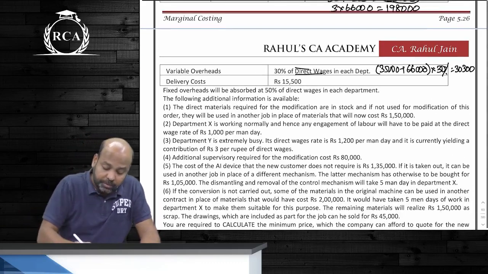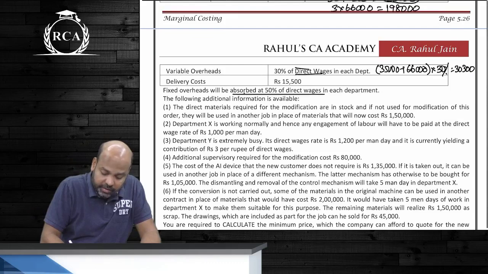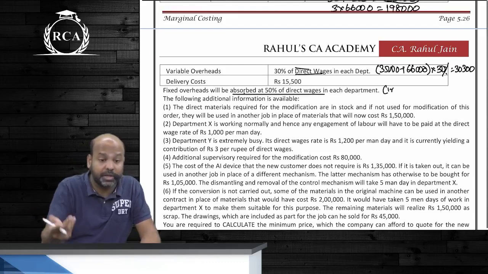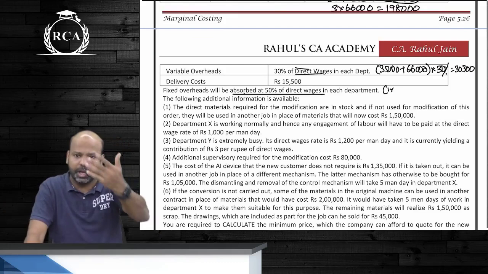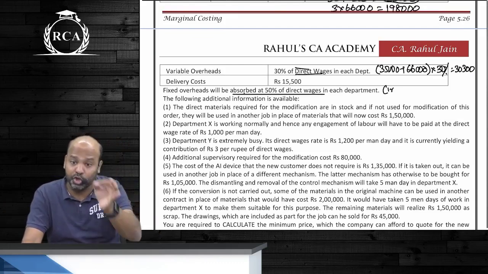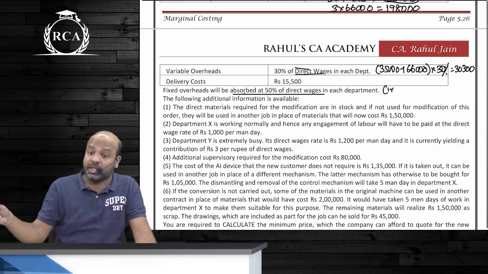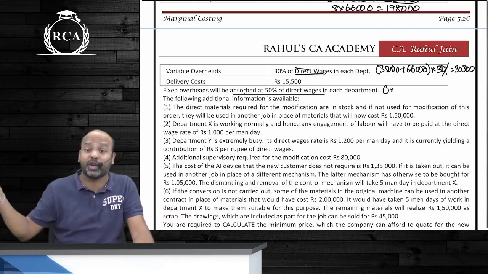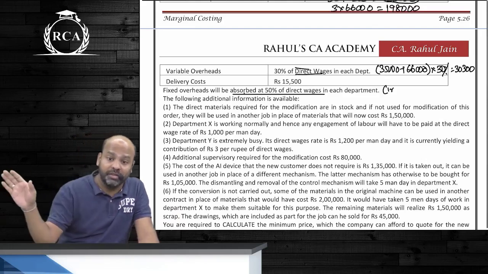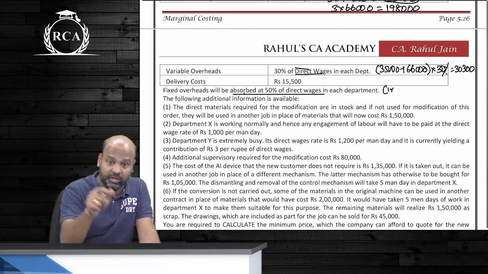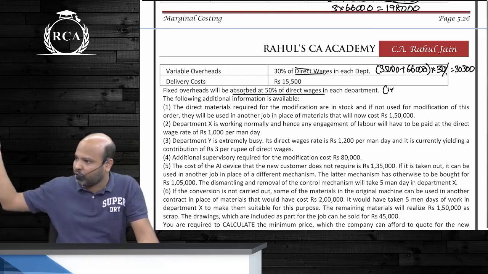Fixed overheads will be absorbed at 50% of direct wages. Irrelevant. Where is it given that it is incremental fixed cost? Absorption rate, recovery rate, apportionment, allocation: irrelevant for decision making. If they use all of these terms, it means existing fixed cost is being allocated. There is no increase in fixed cost. If there is an increase in fixed cost, they will have to specify that. Are we all clear about this?